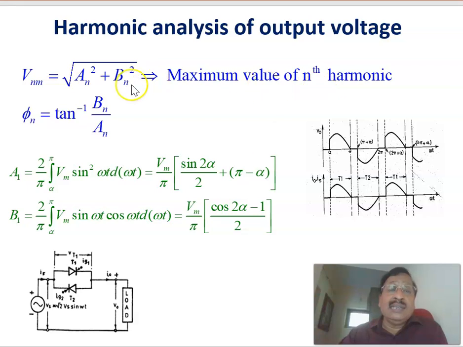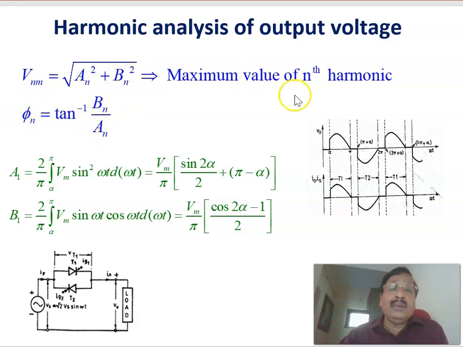In the previous slide, we have seen what An and Bn are, and the maximum value of the nth harmonic is given by the square root of An square plus Bn square, and the corresponding phase shift is tan inverse Bn by An. Therefore, these are the equations to find the maximum value of the nth harmonic. You calculate An and Bn; the square root of An square plus Bn square is the maximum value of the nth harmonic. To find the RMS value, you divide by root 2, and then we get the RMS value of the nth harmonic. Similarly, the phase shift is equal to tan inverse Bn by An.